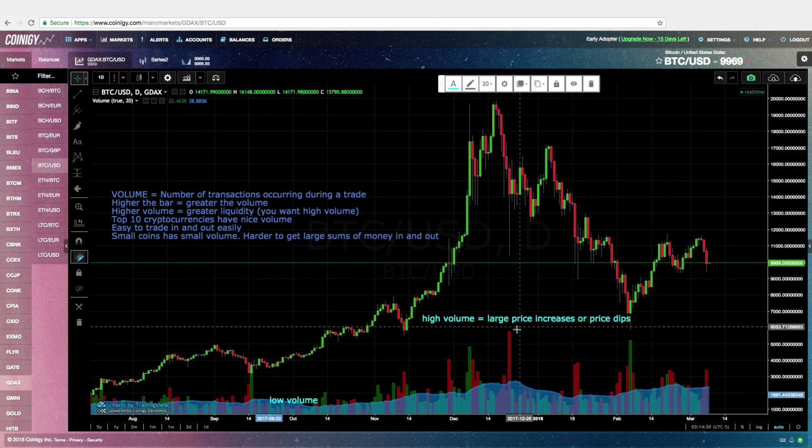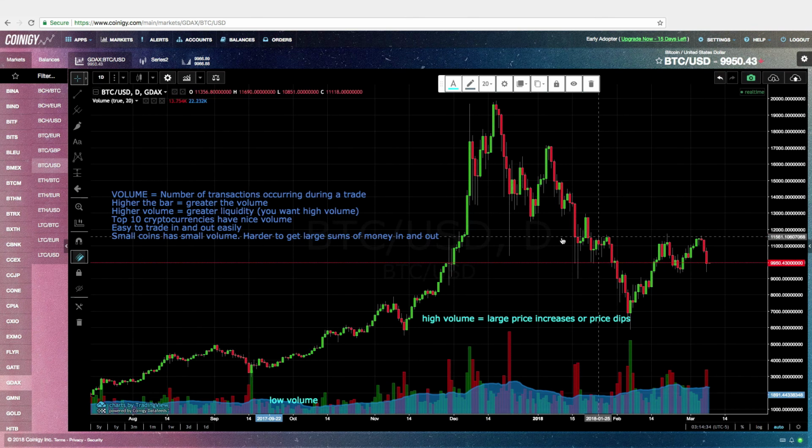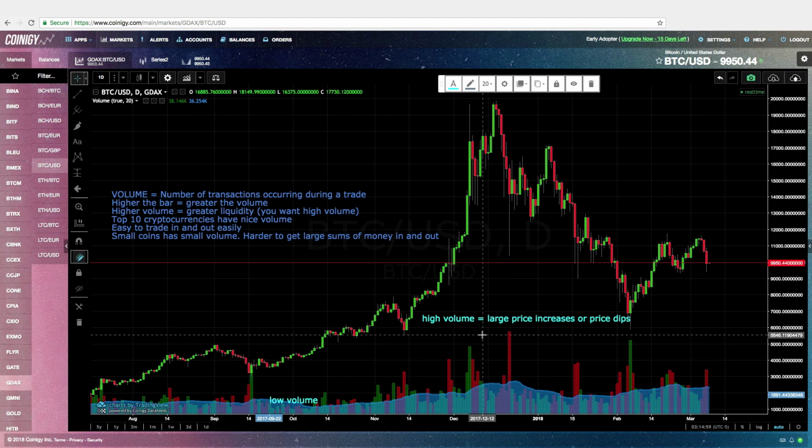Now, you'll always have really good volume with the top 10 cryptocurrencies. So Bitcoin, Ethereum, Litecoin, Bitcoin Cash, all of this type of stuff. These have really good volumes and high liquidity. Like I said, they're easy to trade into and easy to trade out of, and you could use a lot of money with these coins. Small coins, though, have really small volume, and it's really hard to get large sums of money in and out of small coins, and that makes trading small coins very, very difficult.